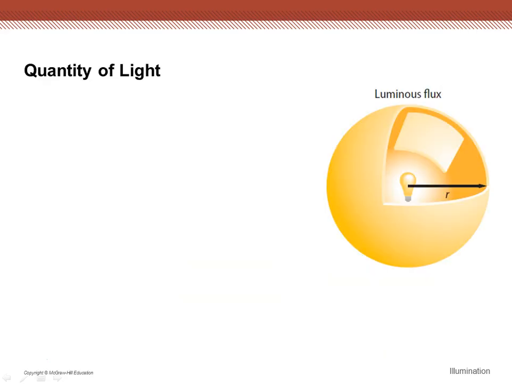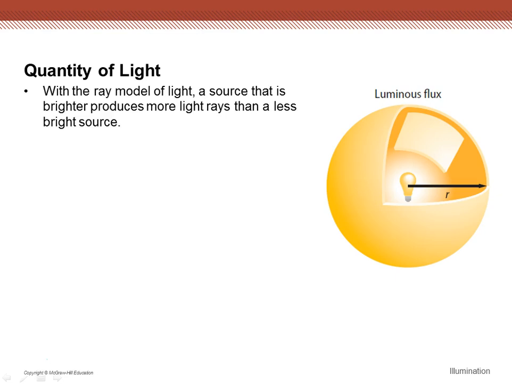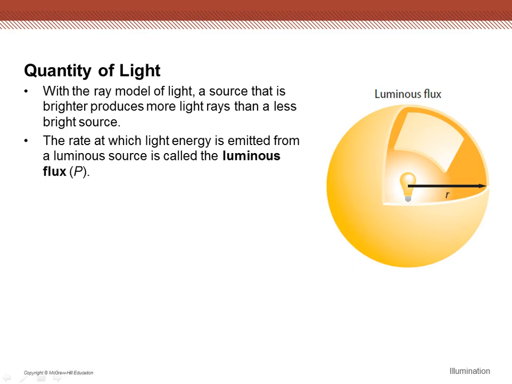Now, let's take a moment to talk about the quality of light that we see. So with the ray model of light, a source that is brighter produces more light rays than a less bright source. So when we represent this light source, we're going to draw more rays on it when it's a brighter source. And the rate at which light energy is emitted from a luminous source is called the luminous flux. And we represent that with P. And so the luminous flux, that's telling us how much energy is coming out of that light. So the brighter the light is, the more luminous flux that it has, more energy is coming out.